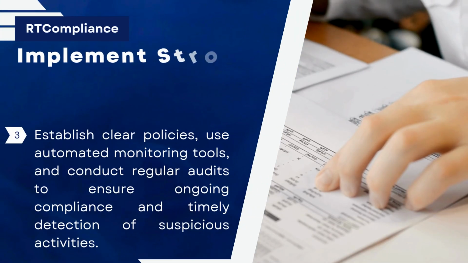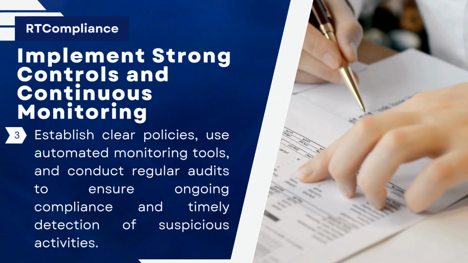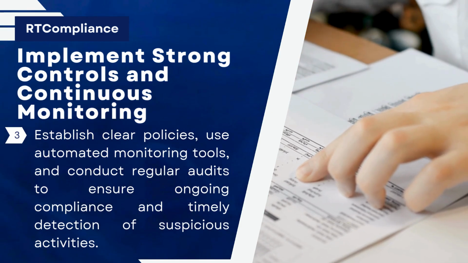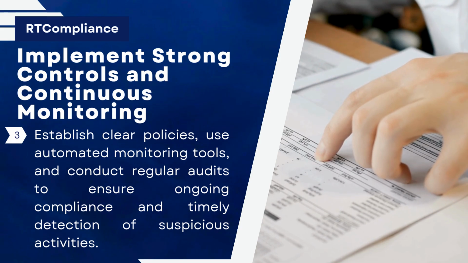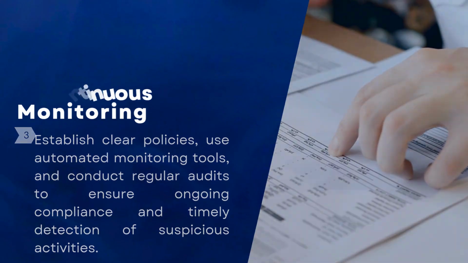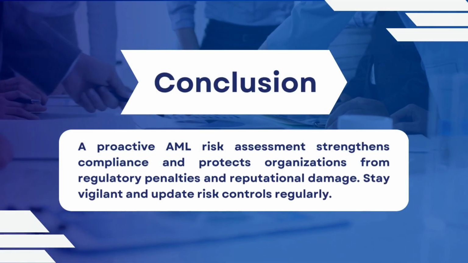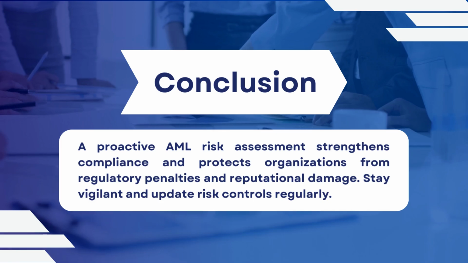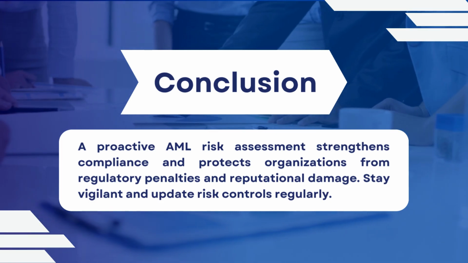3. Implement strong controls and continuous monitoring. Establish clear policies. Use automated monitoring tools and conduct regular audits to ensure ongoing compliance and timely detection of suspicious activities. A proactive AML risk assessment strengthens compliance and protects organizations from regulatory penalties and reputational damage. Stay vigilant and update risk controls regularly.